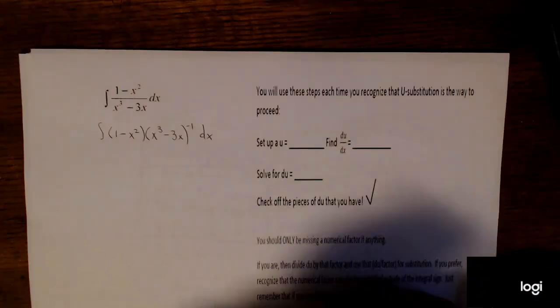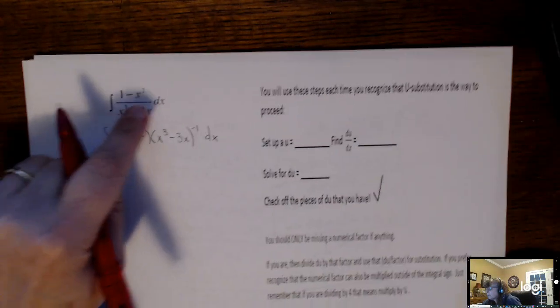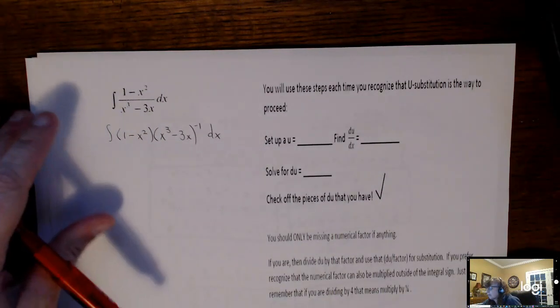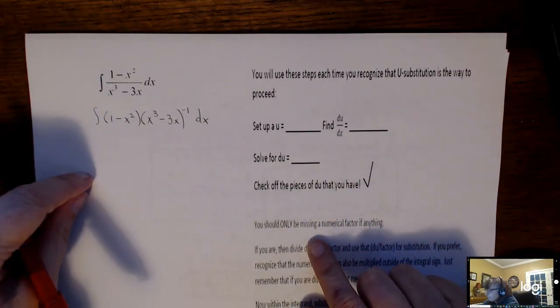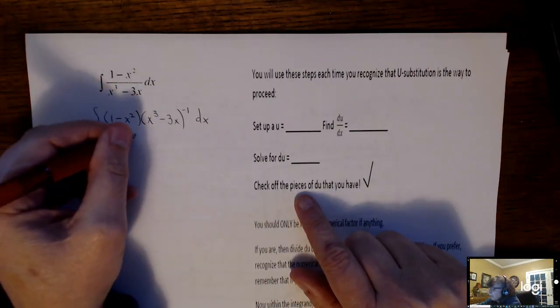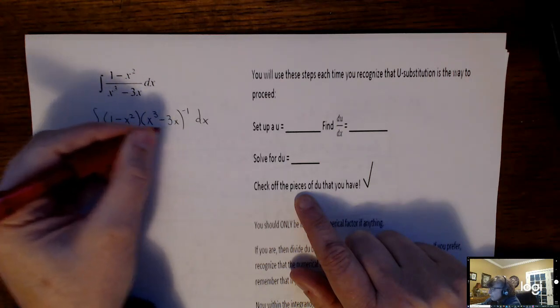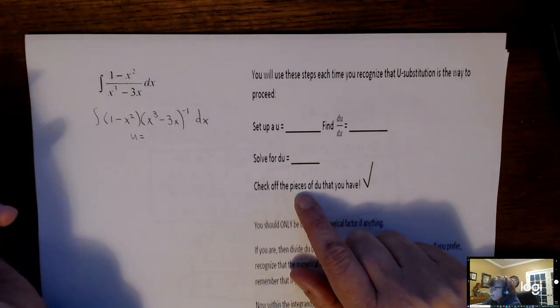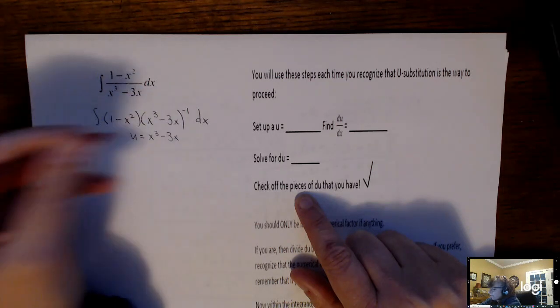Now this is my preferred method. Some videos you might watch where you just keep it down there at the bottom, but I don't like to do that. I like to move it up to the top. Okay, the next step is to decide what u is. So u is going to be whatever is in the parentheses that has a power. So u is x cubed minus 3x.